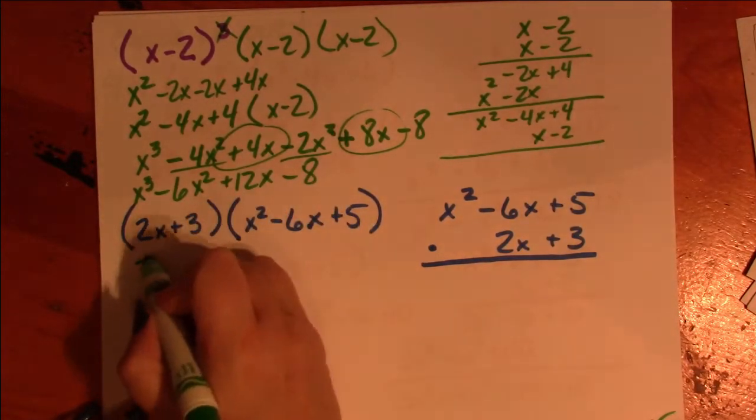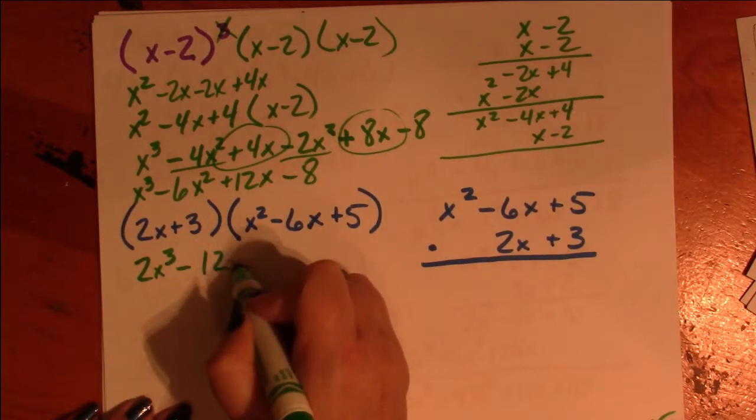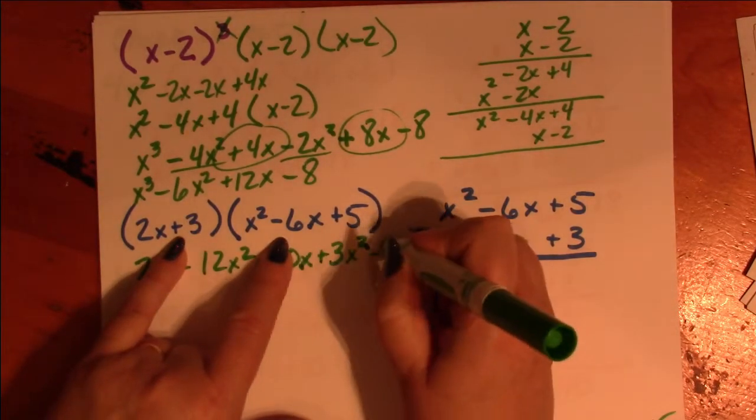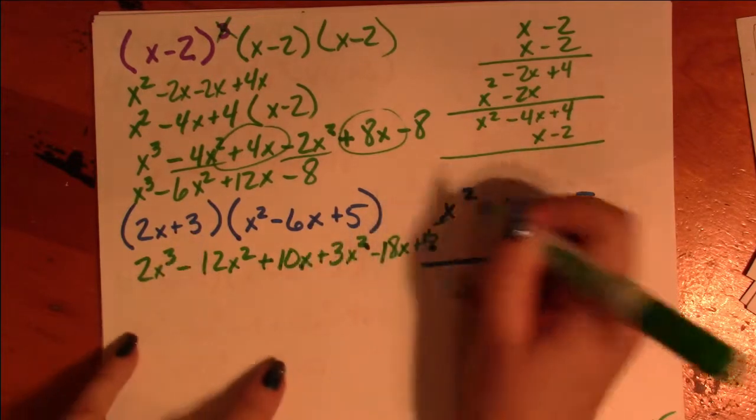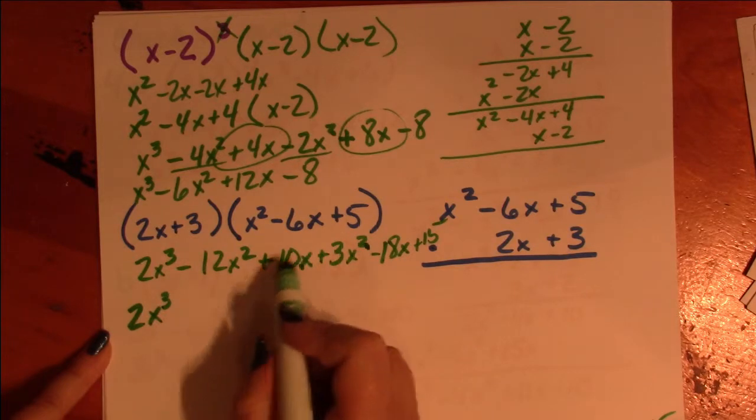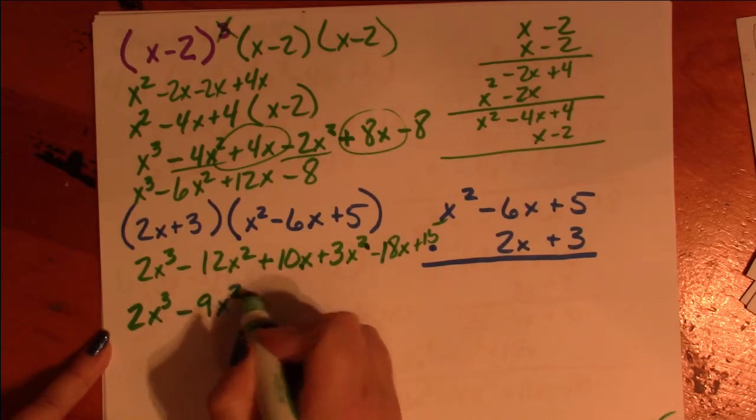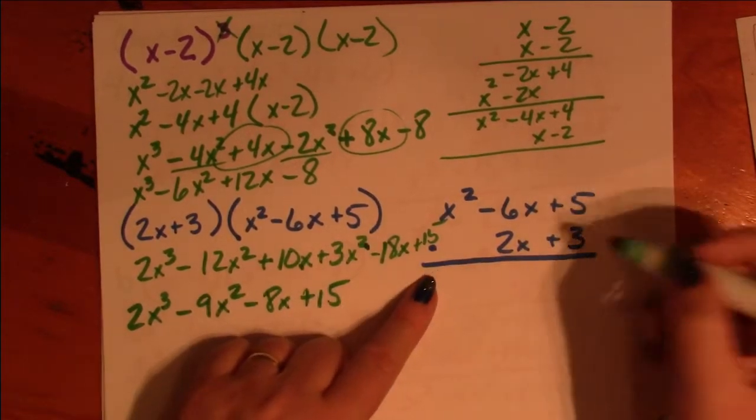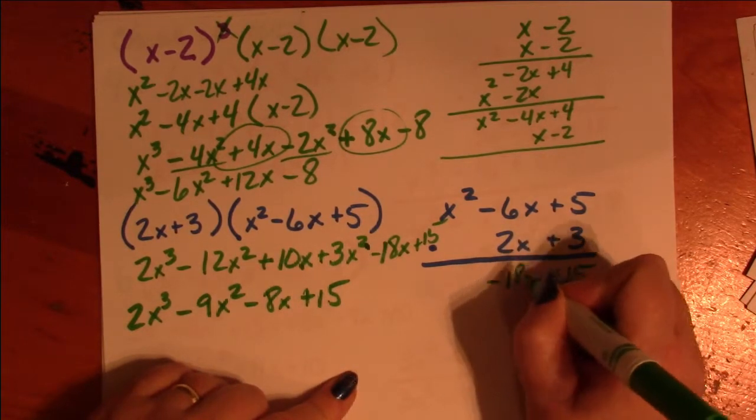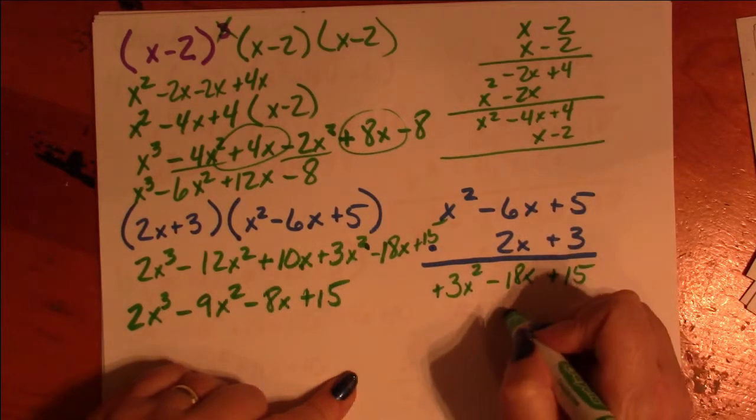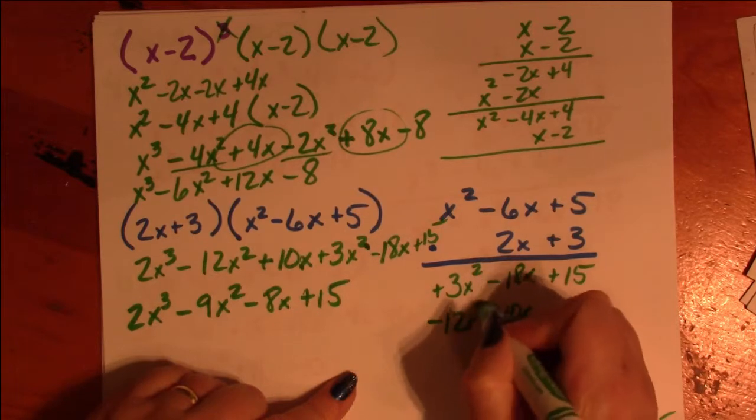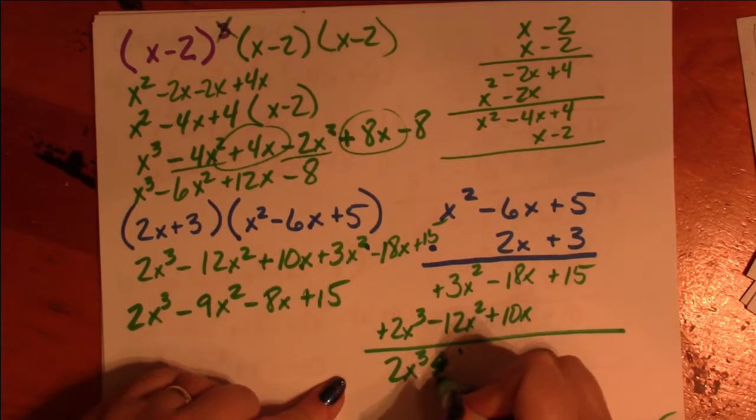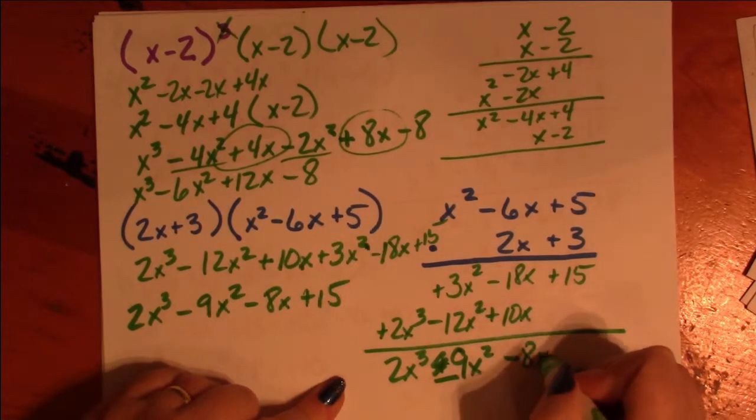2x times x squared is 2x cubed minus 12x squared plus 10x plus 3x squared minus 18x plus 15. And when I combine like terms, negative 12 plus 3 is minus 9x squared, and minus 8x, those two combined, plus 15. There we go. If we do this the long way, plus 15 minus 18x plus 3x squared plus 10x minus 12x squared and plus 2x cubed, and we end up with 2x cubed minus 9x squared minus 8x plus 15. Okay.